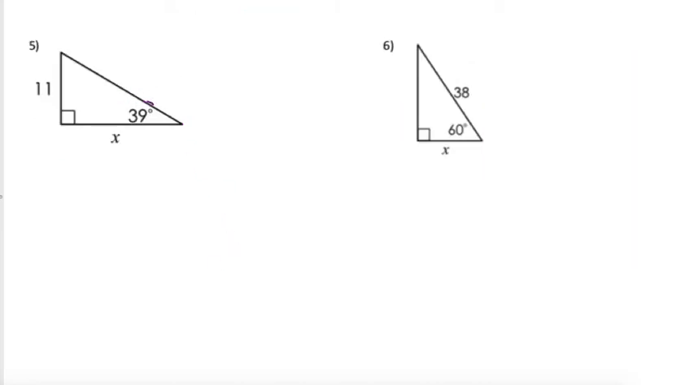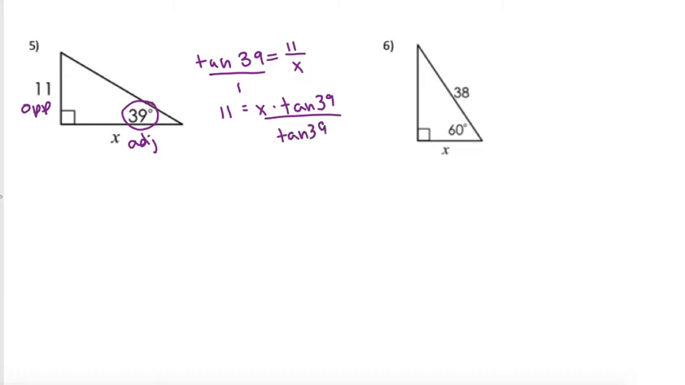On number 5, 39, as I circle it, nothing special about that, so I have to use my trig. Opposite and adjacent, and tangent will get me there. Tangent of 39 is 11 over x. Cross multiply, x times tangent of 39. Divide by tangent of 39 to get x by itself. And in my calculator, 11 divided by tangent of 39 is 13.6. So this length, which looks and appears to be longer, is longer in my answer as well.